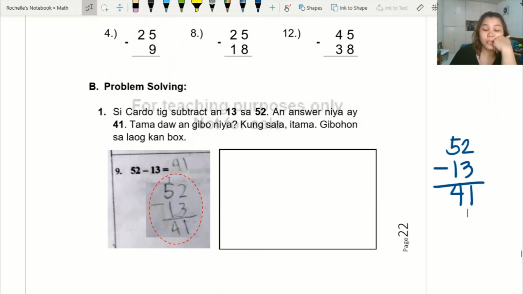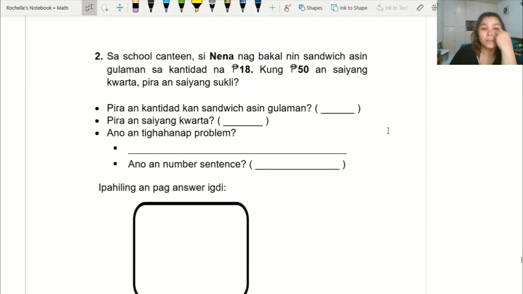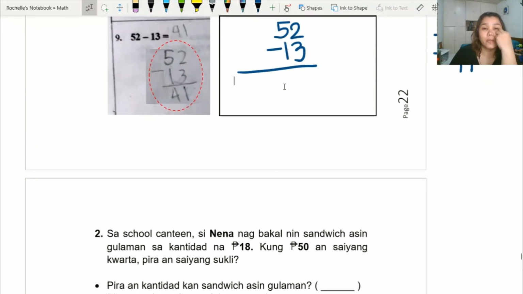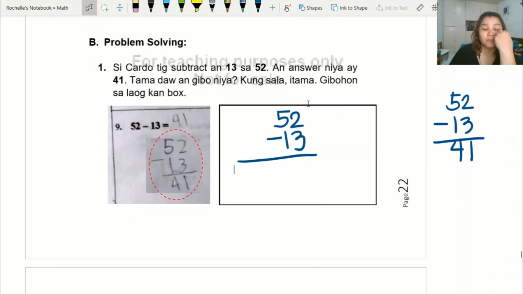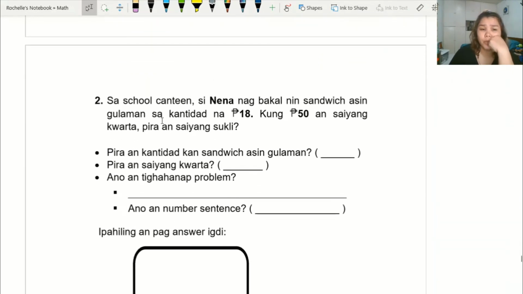So, if this seems wrong to you, what you have to do is write it again in column. So, 52 minus 13. And then, follow the steps as I have shown to you. Wag mag-shortcut ha, baka magsimulang iba sa tense. Okay, next. Number 2. By the way, pause if you want to answer it now, and then resume if you are ready for number 2.